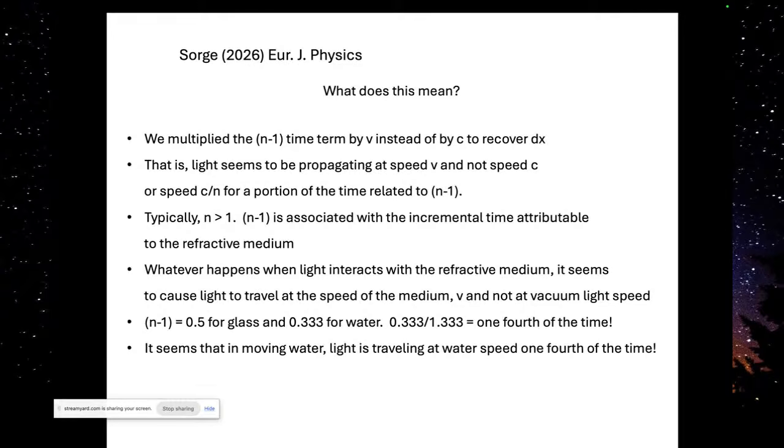Nevertheless, I'm not going to take a stance. What I will take a stance on, though, is if you follow this model, light seems to be hitchhiking for 1/4 of the time and doing its own thing 3/4 of the time, which I think is novel and fascinating.